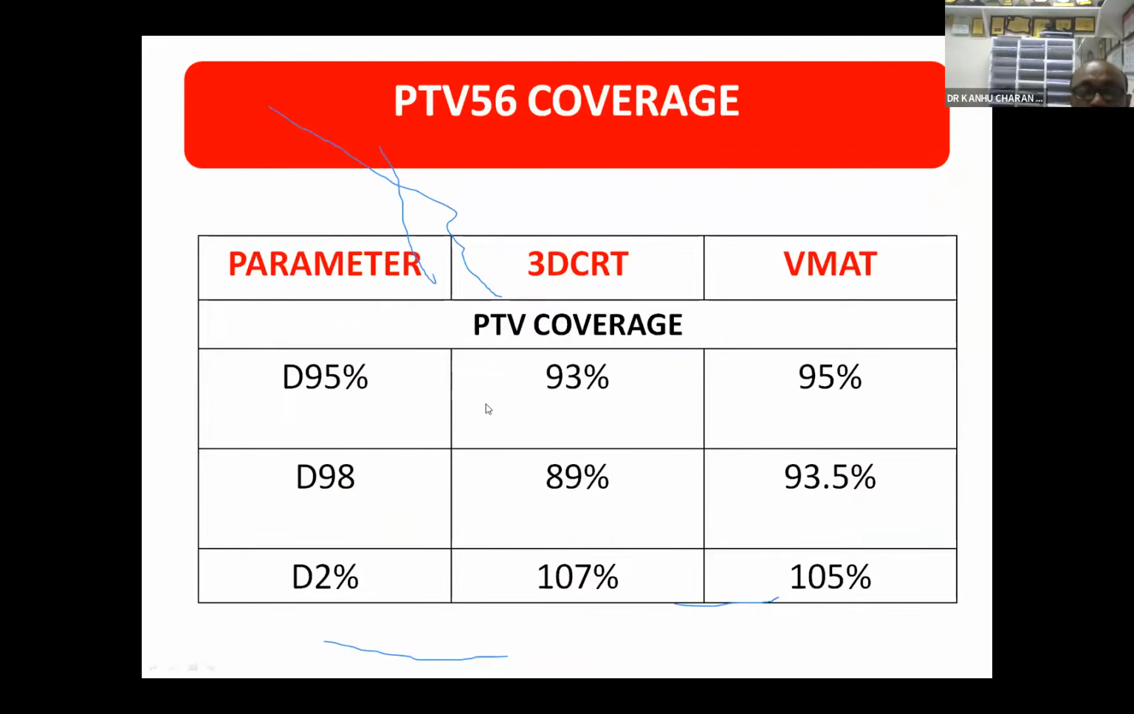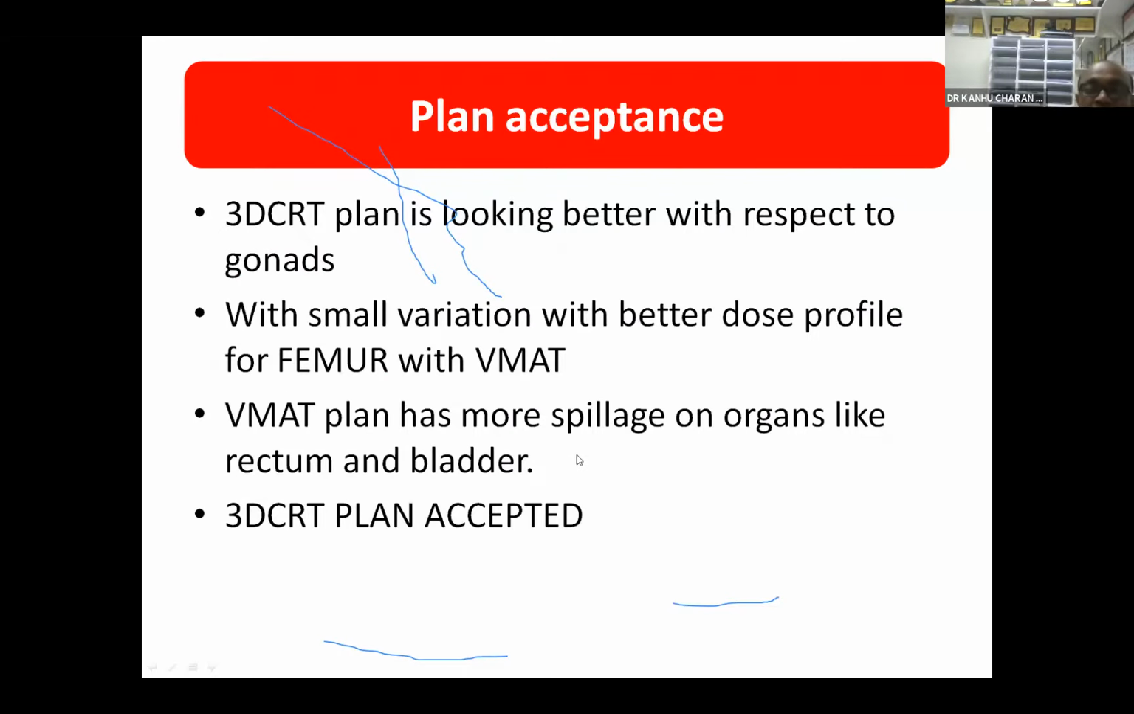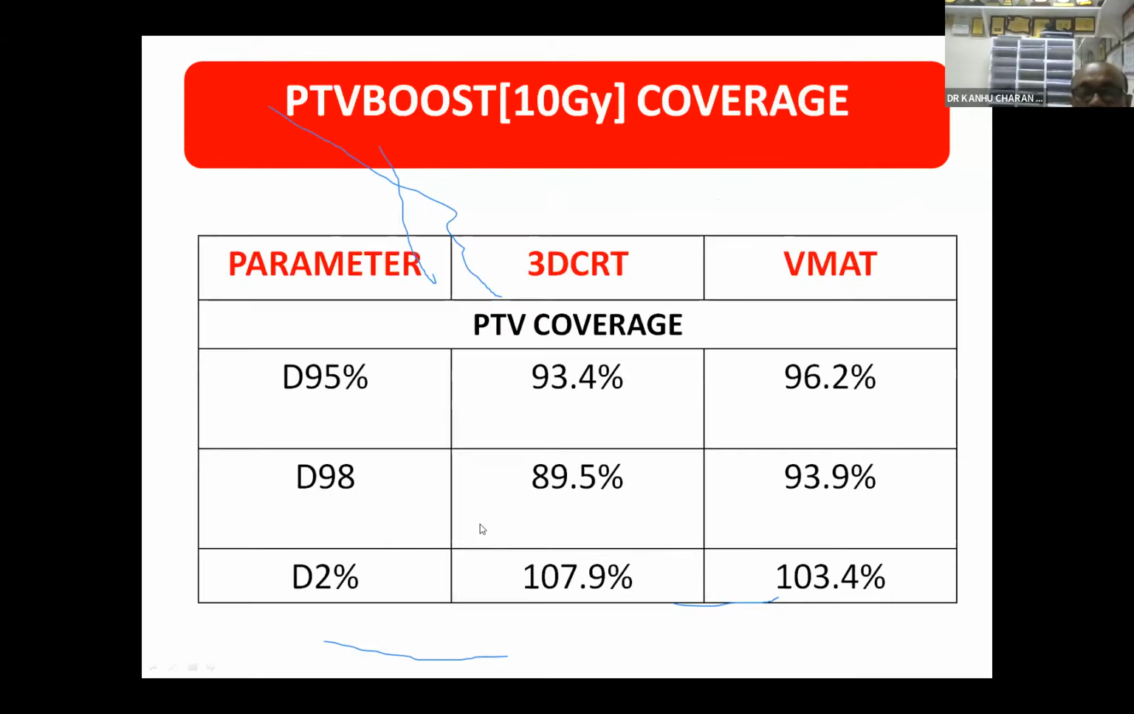At last, this is the coverage of 3D CRT and IMRT. Compared to the VMAT, IMRT might have slightly smaller coverage, and this is the boost coverage, slightly less compared to the VMAT. But we accepted the 3D CRT plan, looking better with respect to gonads, though there is a small variation with a better dose profile for the femur in the VMAT. VMAT has more spillage inside the rectum, bladder, and bowel. So we accepted the 3D CRT plan compared to the VMAT plan, because though it has slightly less coverage, it gives less dose to the bowel, gonads, and femoral head.